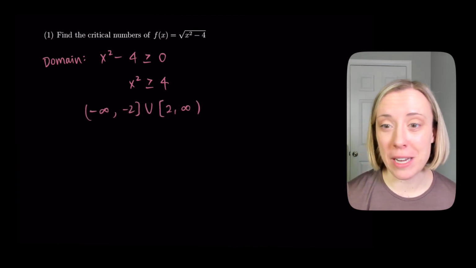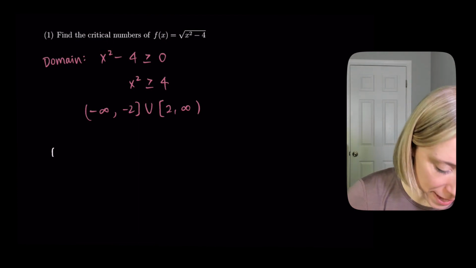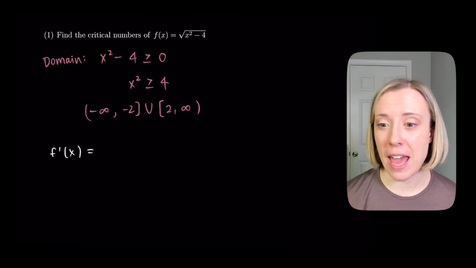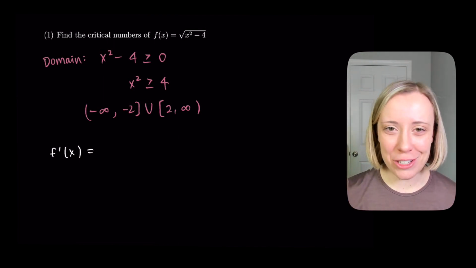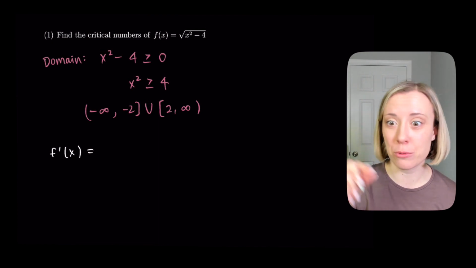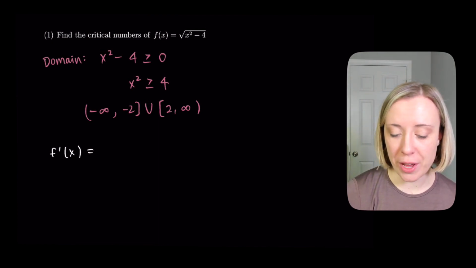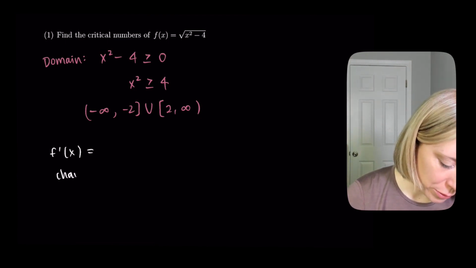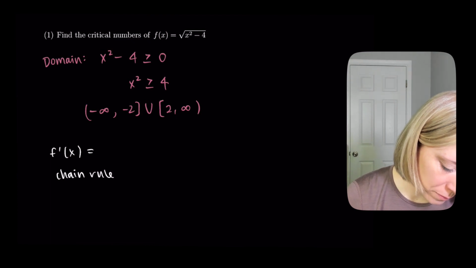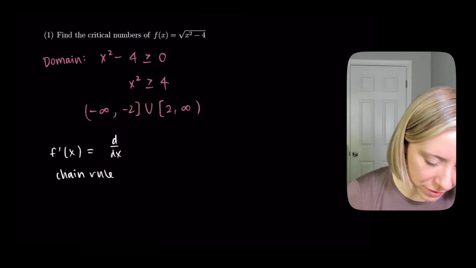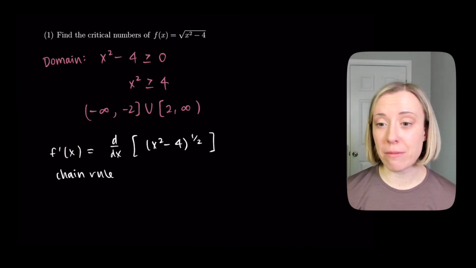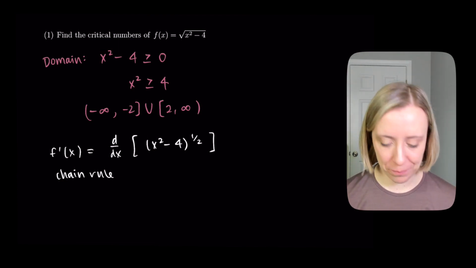To find the critical numbers, we need to find the derivative, so let's go ahead and do that. We're going to find f prime of x, our derivative, and here we have a radical. I like to change this to an exponent so that I can use the power rule, but I'm also seeing that we have a chain rule going on, right? We have a square root, and then stuff underneath it. So we're going to be finding the derivative of what I'm writing as x squared minus 4 to the 1/2 power. I'm just taking a second to rewrite it with an exponent instead of the square root.